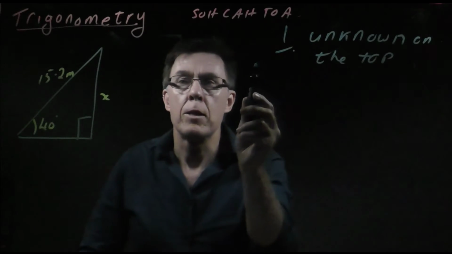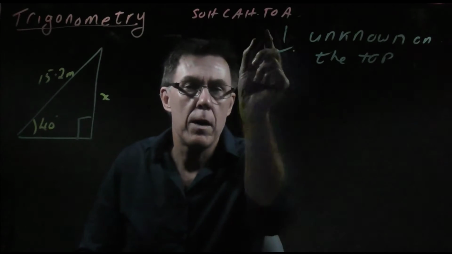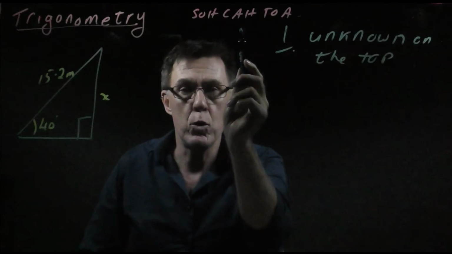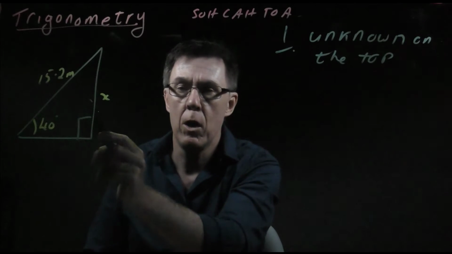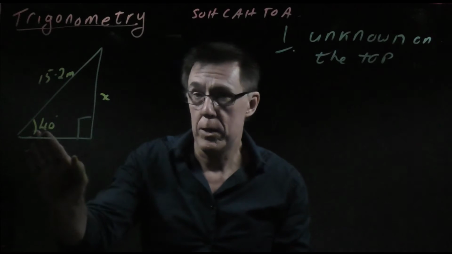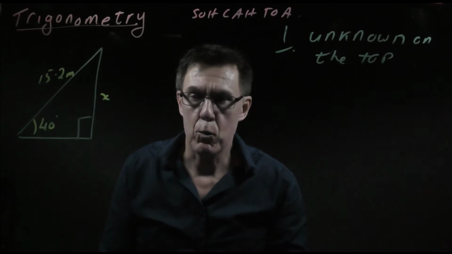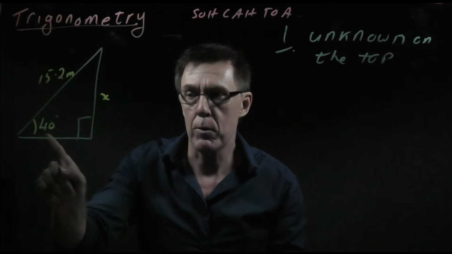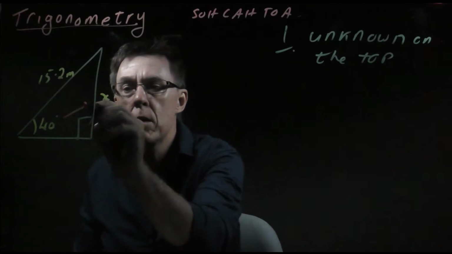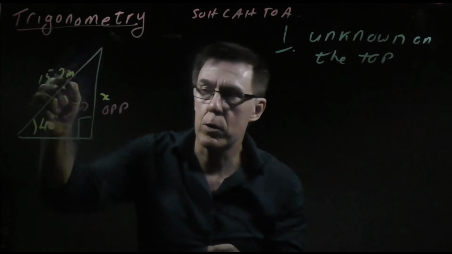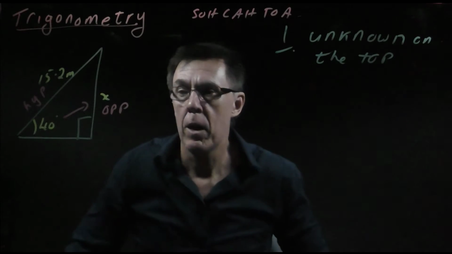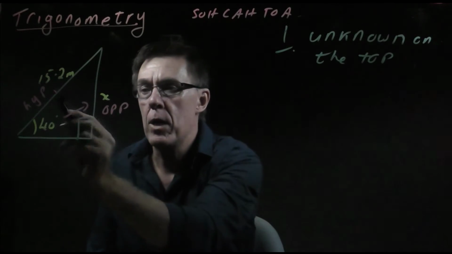Now let me see. As I said in the last video, I always start by writing SOH CAH TOA across the top, and I use this to work out whether I'm using sine, cos or tan to evaluate this triangle. So I go to my target angle, and I always start by labeling the sides. From my target angle of 40 degrees, the side marked X is directly opposite the 40 degrees, so it is my opposite side. And of course the 15.2 is the longest one, so it's got to be my hypotenuse side.